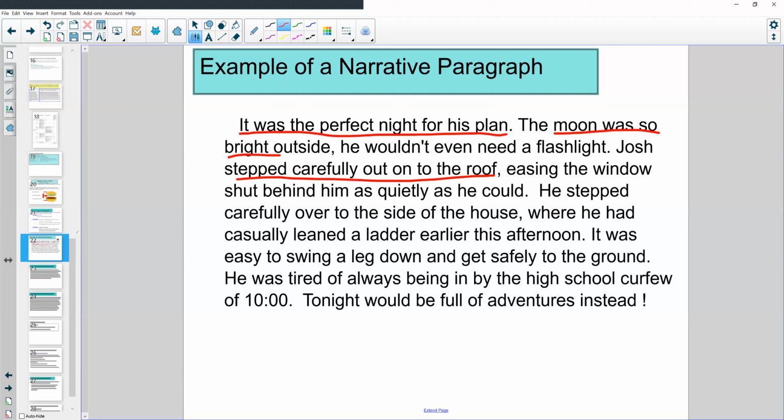He's easing the window shut, right? He is going to swing a leg down and get safely to the ground. He was tired of being in by the high school curfew. And then it kind of concludes, tonight would be full of adventures instead. This could be a standalone paragraph, or it could be the first paragraph in a much longer story. Okay.